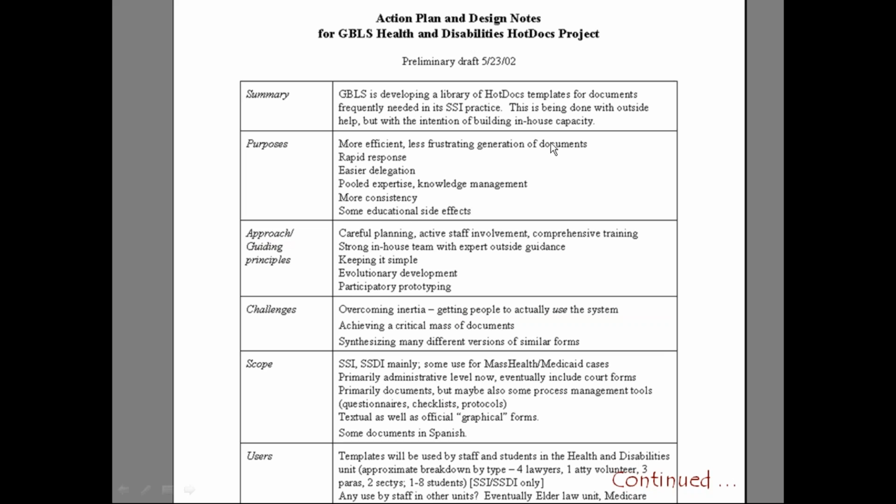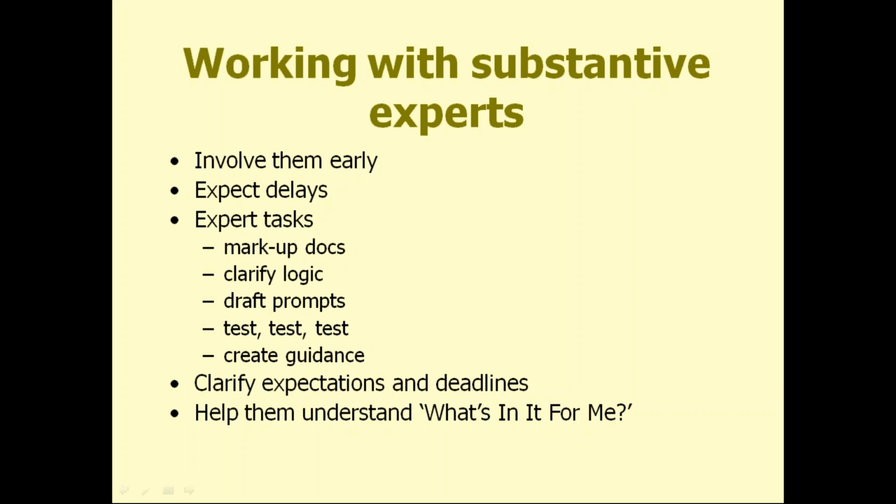So it might look like something like this. This is an ancient one for an SSI project, but a simple Word table is good. What are we doing? What are the reasons for this project? What are some principles we're going to follow as we go through it? What challenges do we anticipate? What is in, what is out as far as the scope of the project? Who's going to be using it, etc. So that's a technique that I encourage.